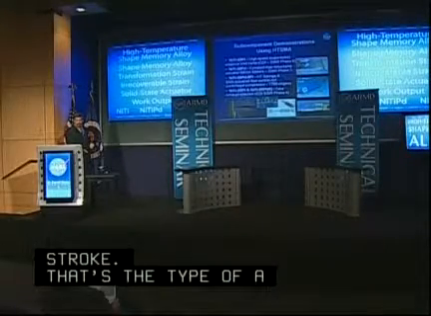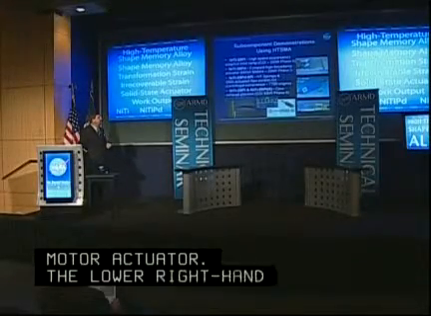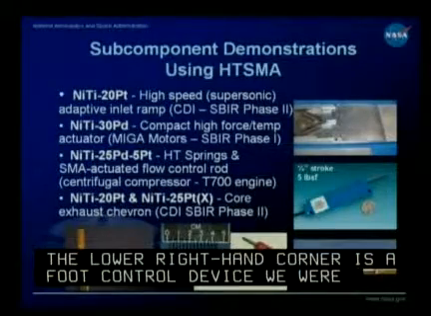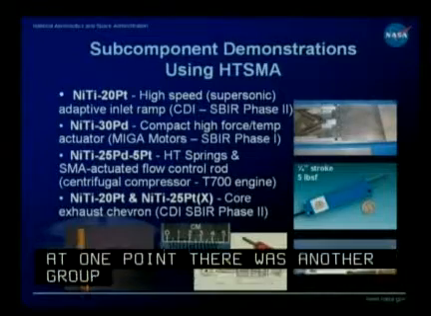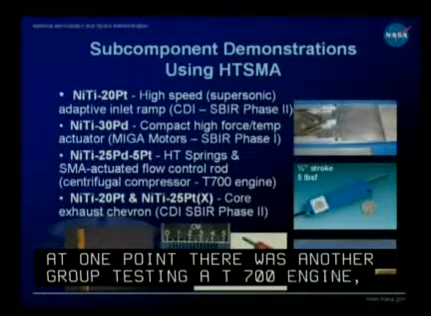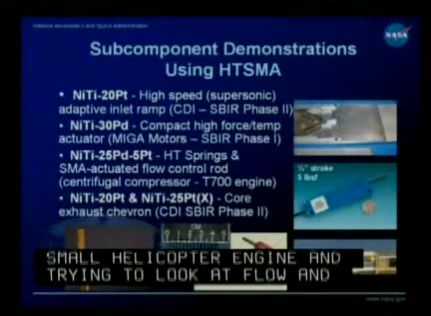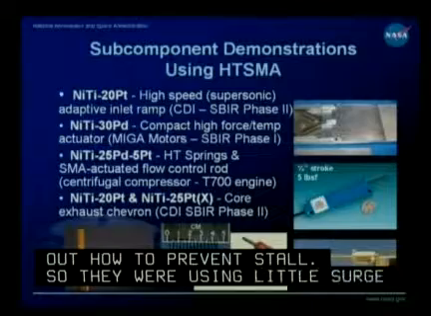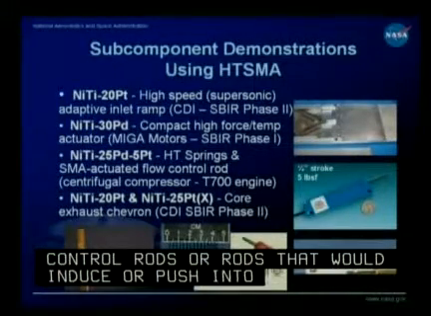The lower right-hand corner is a flow control device that we were developing. Actually, it was a very specific application. At one point, there was another group testing a T700 engine, which is a small helicopter engine, and they're trying to look at flow instabilities and trying to figure out how to prevent stall. So they were using little surge control rods that they would push into the centrifugal compressor to create turbulence and reattach the flow.